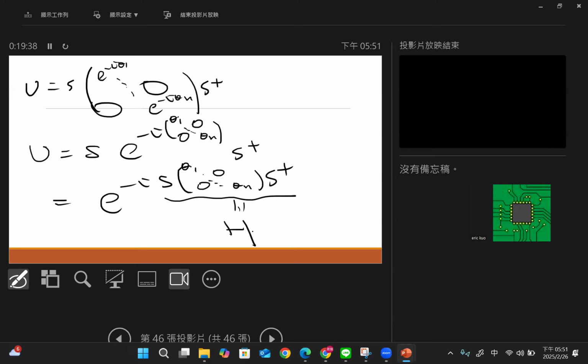Right, because this is true. I sandwich with S and S inverse, and this will be S inverse K, and using this relation it's the same, so it will be just a definition. So I just call this the Hamiltonian, using this notation.